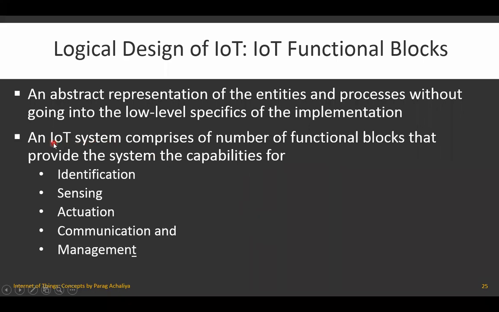So we are going to design such an IoT system that will comprise n number of functional blocks that provide the system capabilities for what exactly that IoT system is going to do. What are the capabilities of any IoT system? The capabilities can be: it can identify objects, it can sense the object, it can perform actuations, it can do communication.